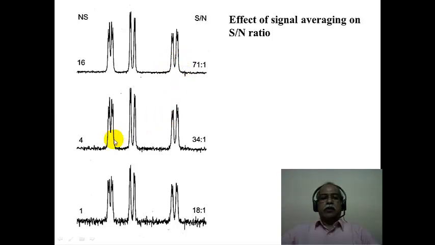This essentially shows that the more number of scans that one averages, the signal gets better. Noise is random, so it gets cancelled out in the averaging process. So as a result of that, you get a better signal to noise ratio by averaging the spectrum with a long number of scans.